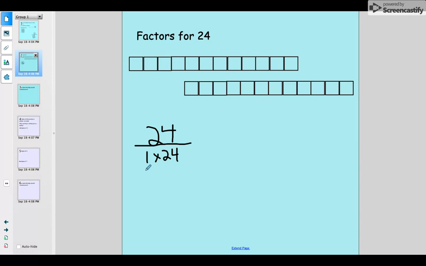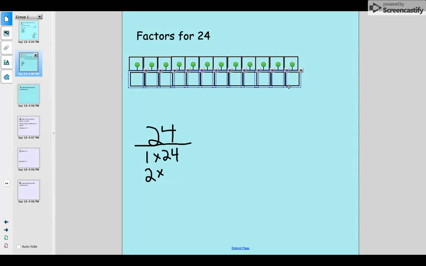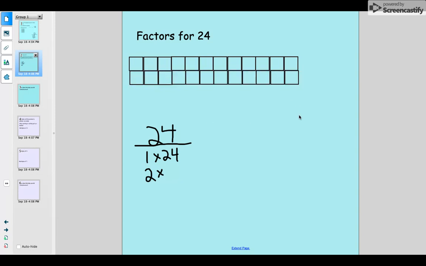Now I'm going to try 2. Since it's an even number, I'm pretty sure 2 is going to work, but I'm still going to try and make sure by drawing my array. So I'm going to take my tiles and move them to make sure I can make a 2 by something array. And sure enough, I was able to use all my tiles with nothing extra, and it's 2 going up and down, and then 1, 2, 3, 4, 5, 6, 7, 8, 9, 10, 11, 12 going across, which shows me that if I do 2 times 12, I would get an answer of 24.